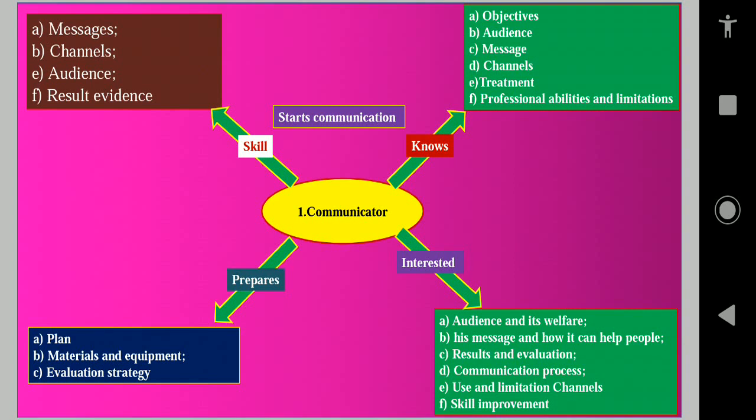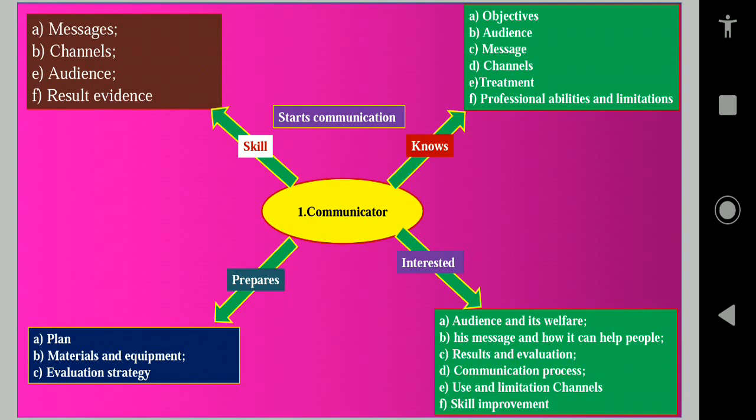And he should also be interested in the communication process, and also interested in how to use communication channels properly, and what are the limitations. And also the improvement of the communication skill, he should be interested in improvement in skill. Okay, then he should prepare a plan. He should prepare a plan for communication, a teaching plan.